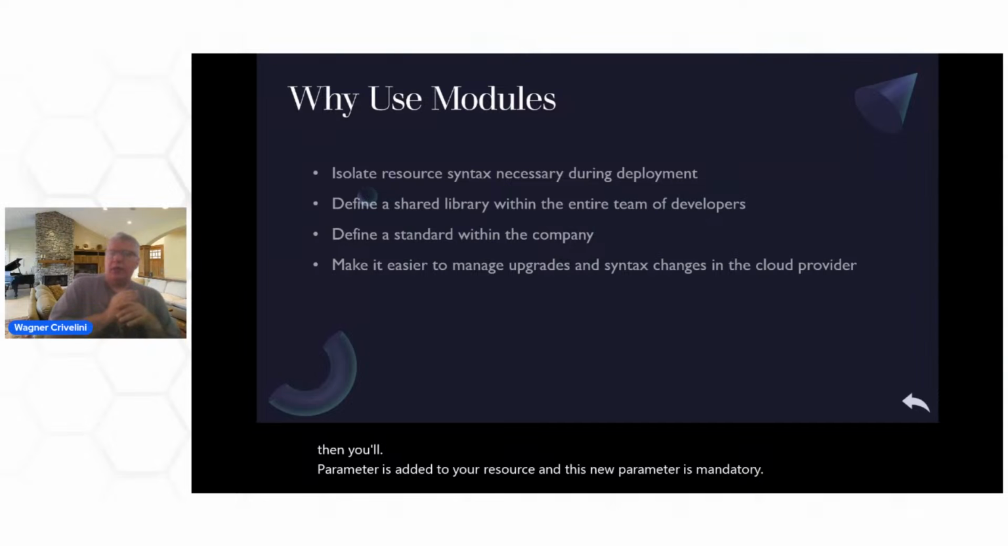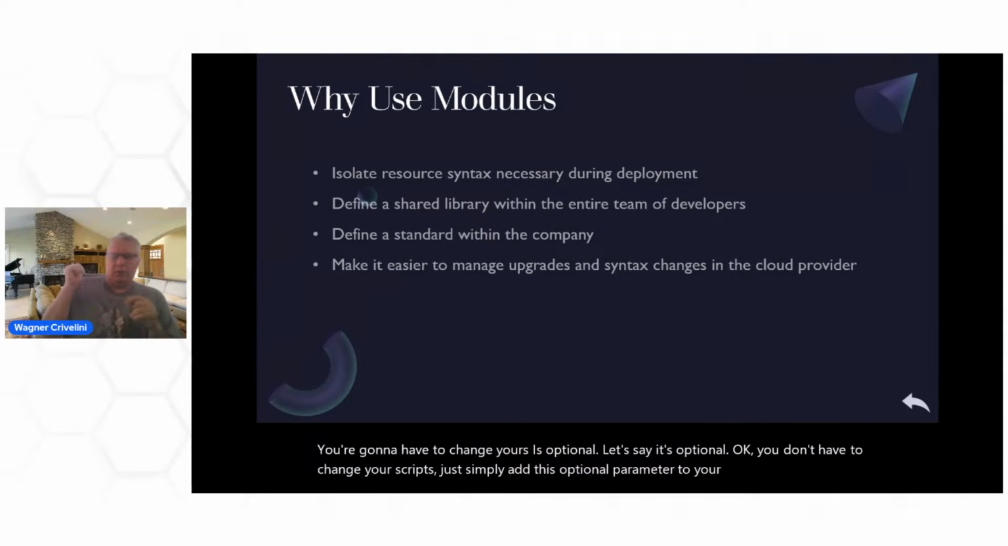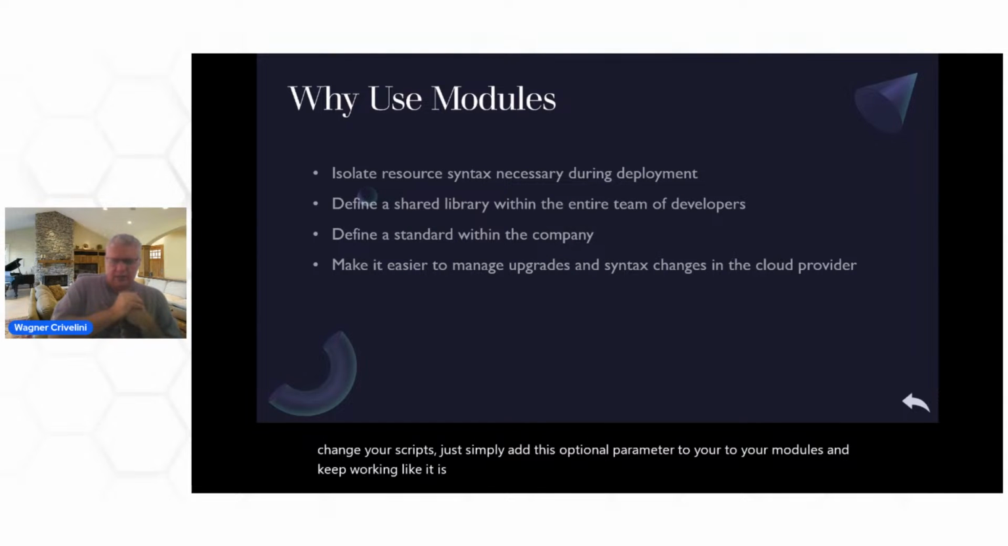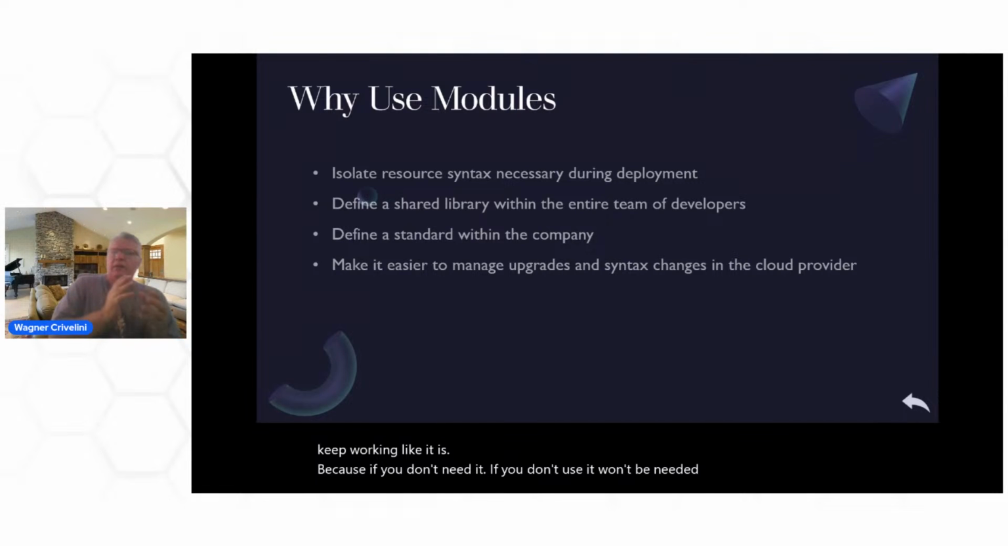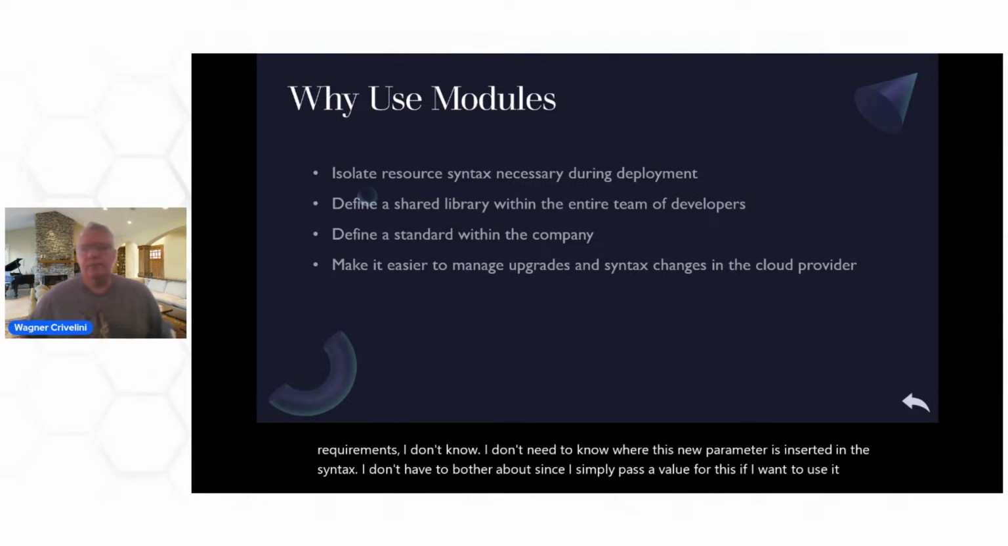You don't have to change your script. It's optional. So simply add this optional parameter to your modules and keep working like it is. Because if you don't need it, if you don't use it, it won't be needed. You can abstract those requirements. I don't need to know where this new parameter is inserted in the syntax. I don't have to bother at all. I simply pass a value for this if I want to use it. That's it.